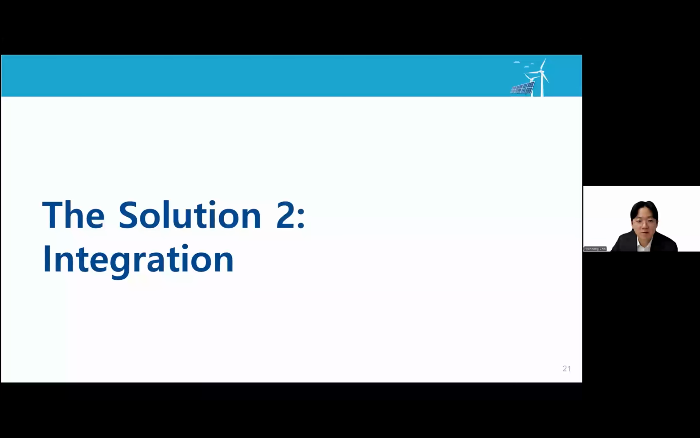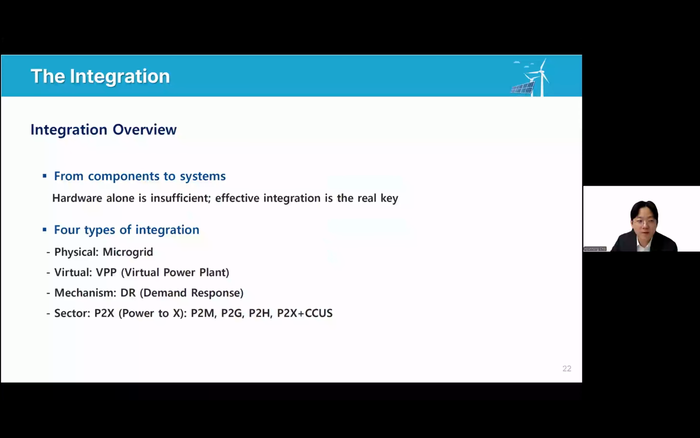Moving on to the final part of our lecture, the solution to integration. So the hardware tools I introduced are insufficient on their own. The real key to a modern grid is how we orchestrate these components into a system. We focus on four types of integration: physical integration through microgrids, virtual integration through VPPs, mechanism integration through demand response, and sector integration through P2X. These integrations are key to grid modernization and realizing smart grid.